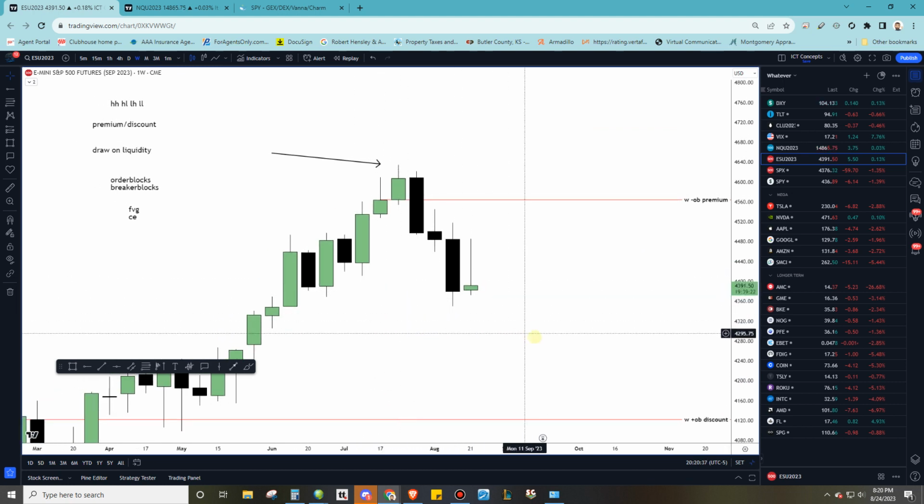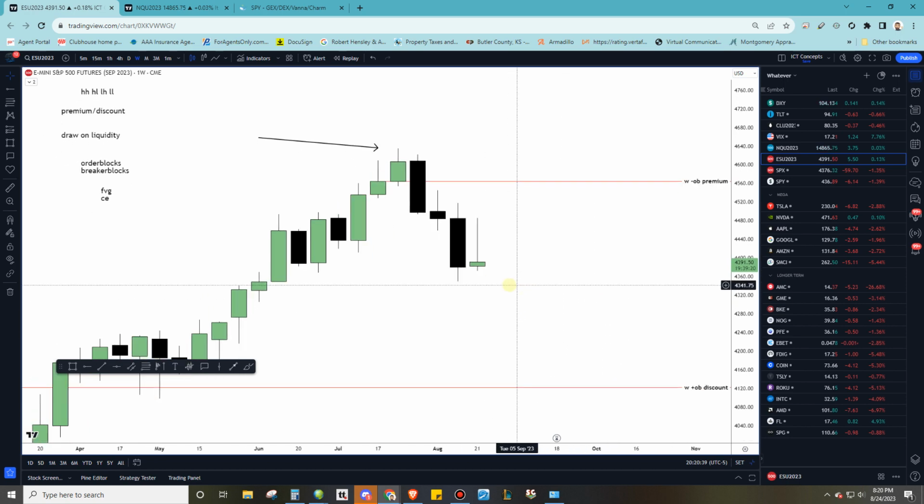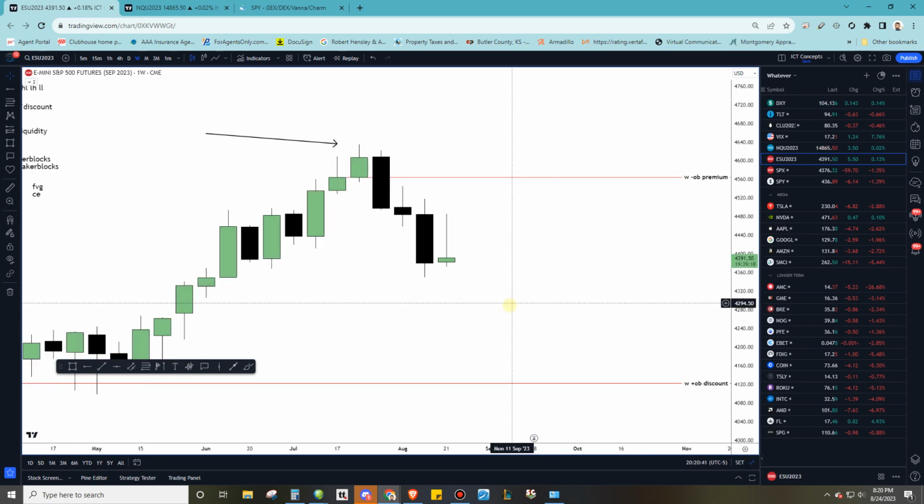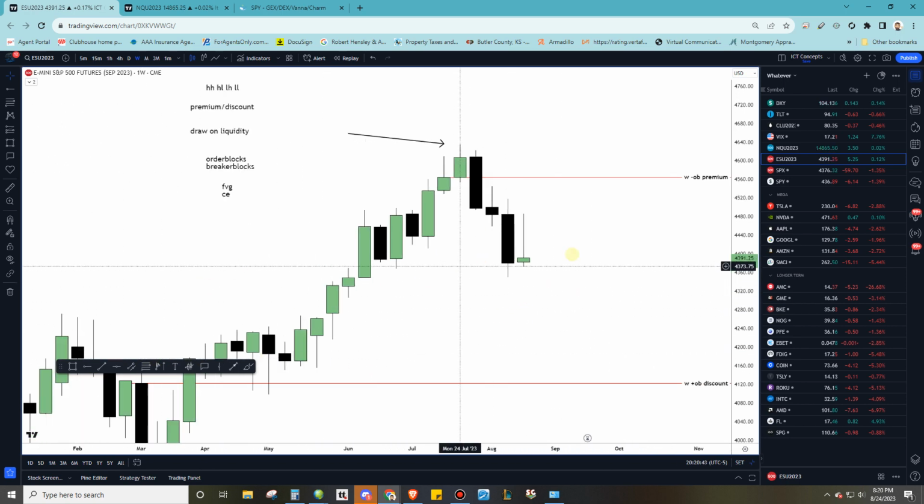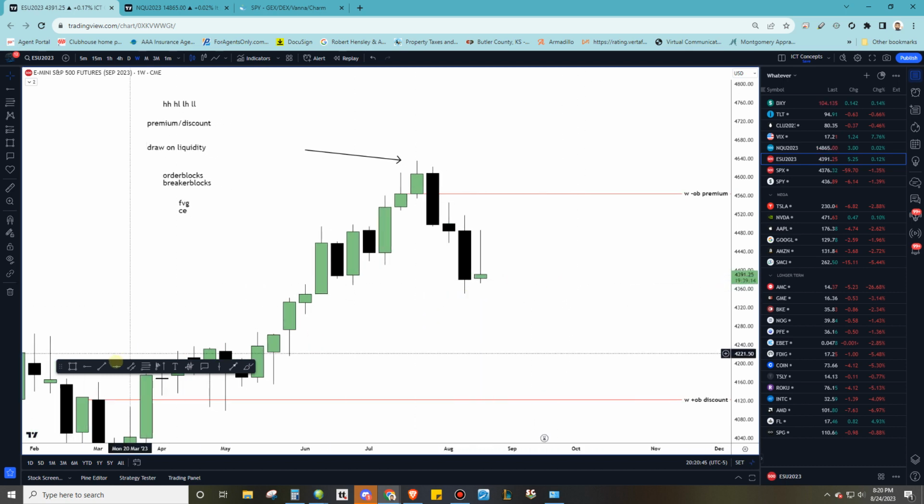We didn't actually reach the sell side in ES yet, but I would use a higher time frame sell side, which would be right here. Okay, so there's going to be a lot of stops under here, and that's sort of where the draw is going to be, is where all the stops are.